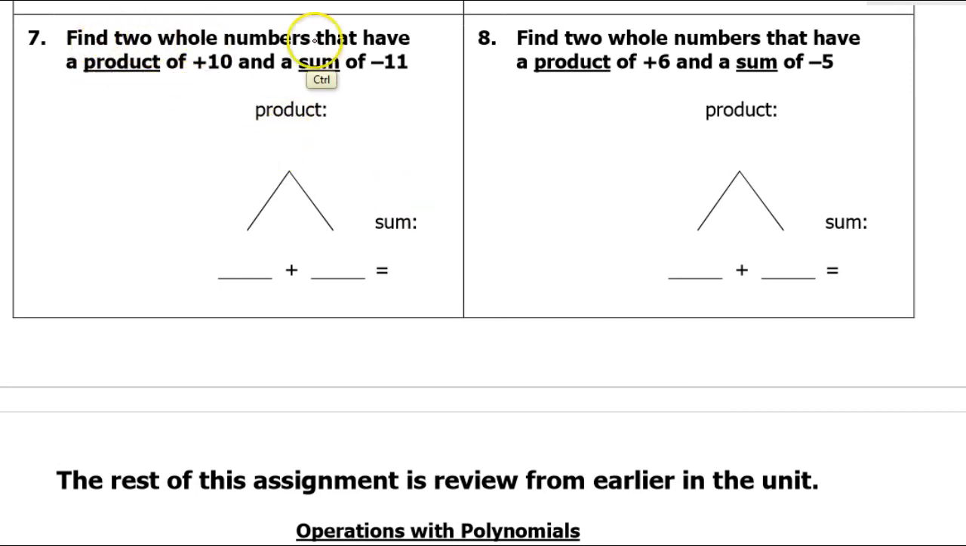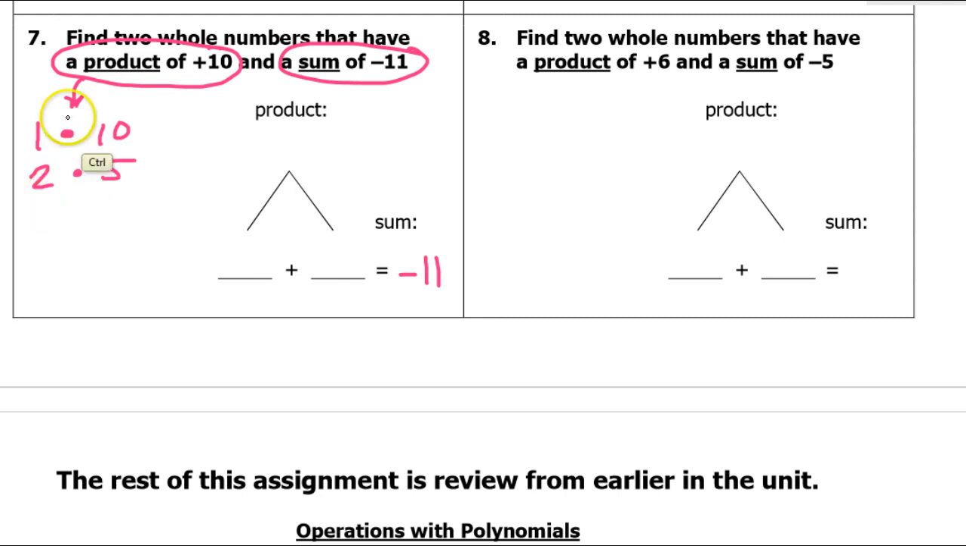So find two whole numbers that have a product of positive 10 and a sum of negative 11. Let's start with that sum of negative 11, and then let's play around with the product of 10. So 10 is either 1 times 10 or 2 times 5. And that's really it. So which one of these pairs can give me negative 11 if I pick the signs right? Well, that's going to be the 1 and the 10.